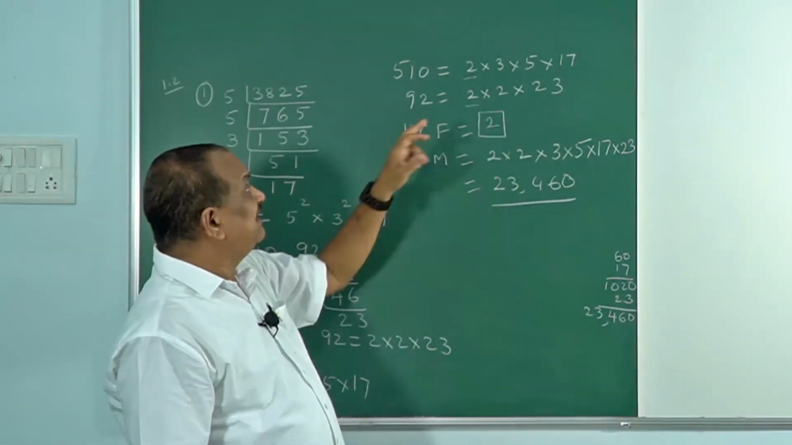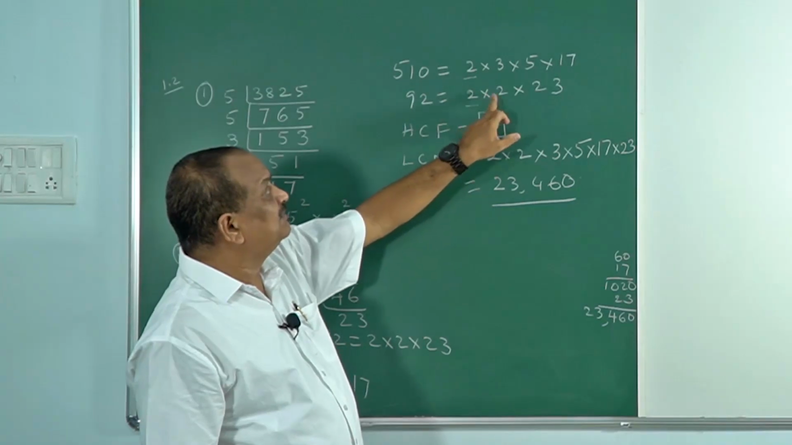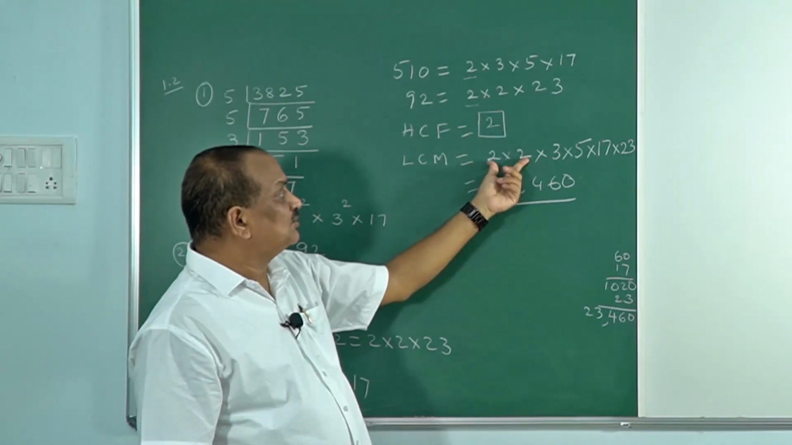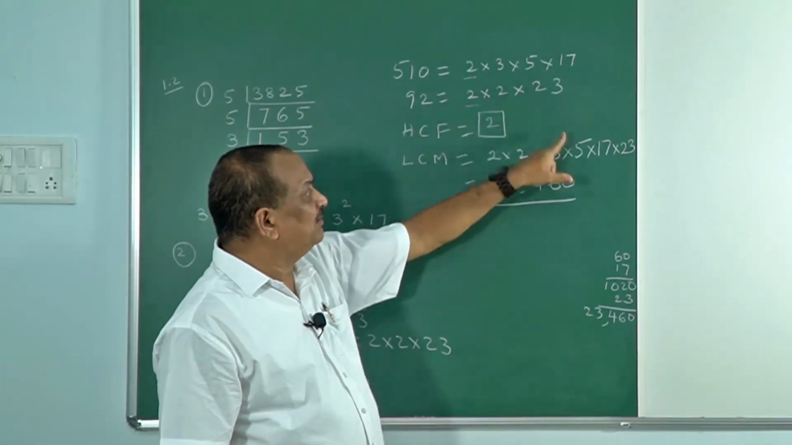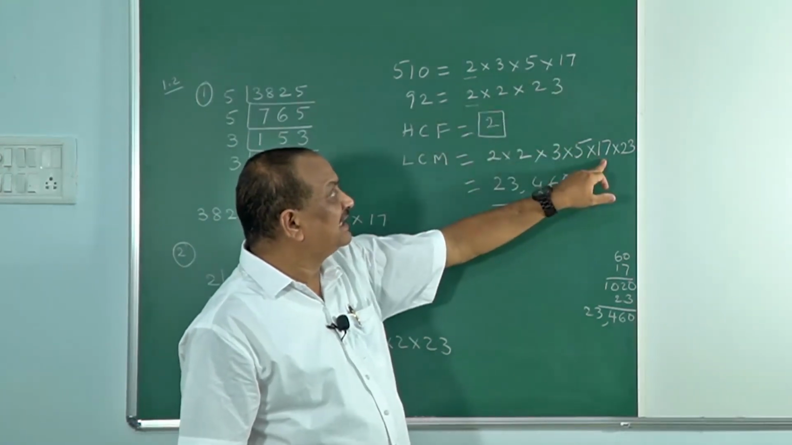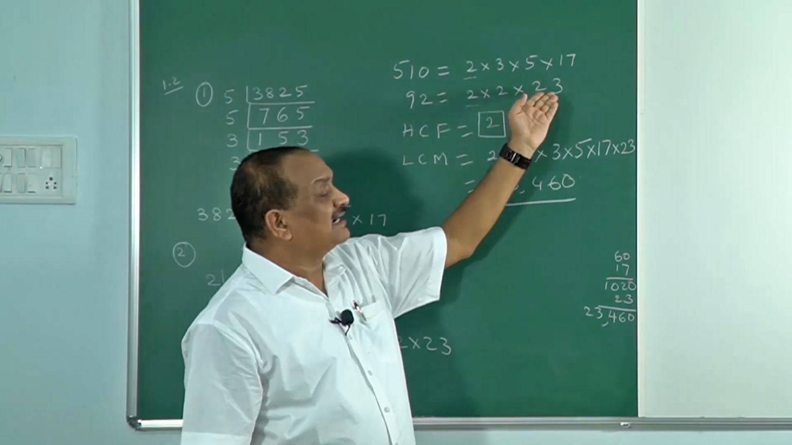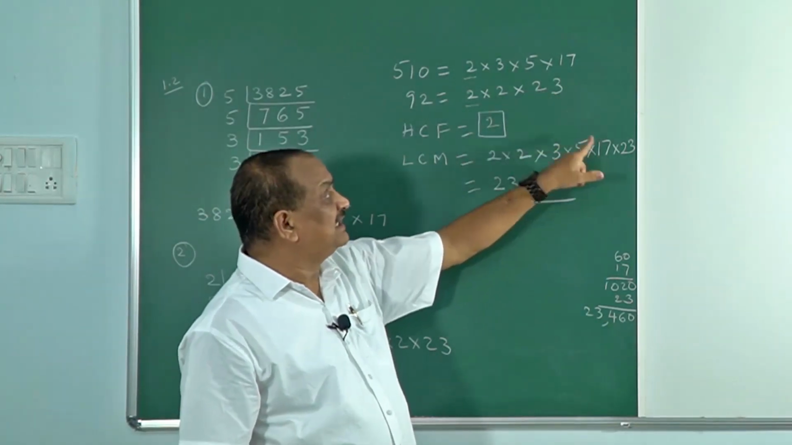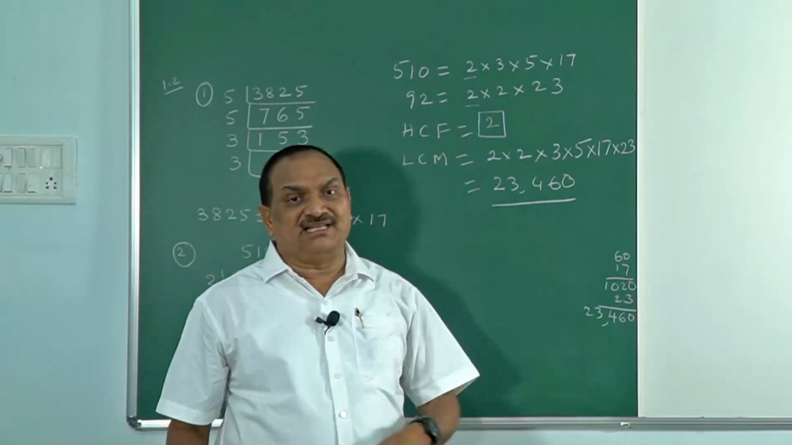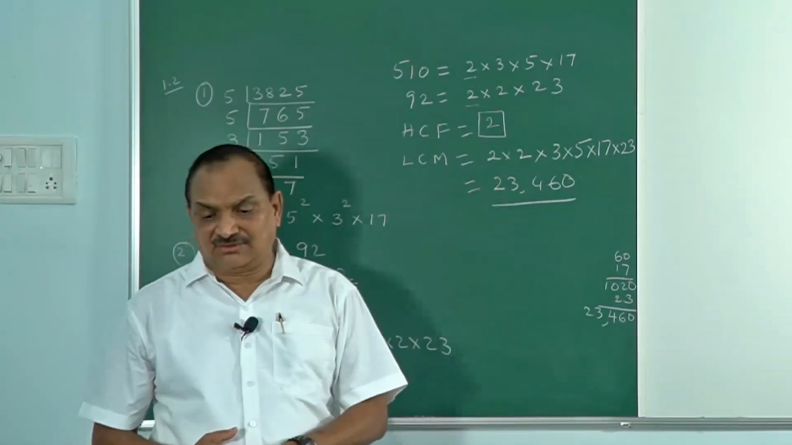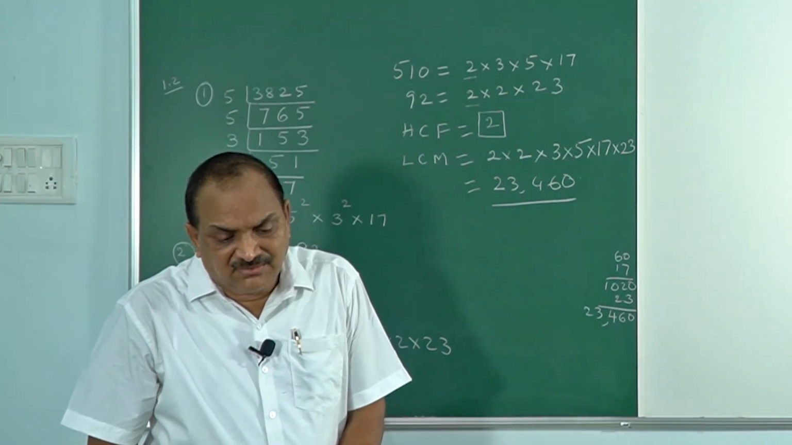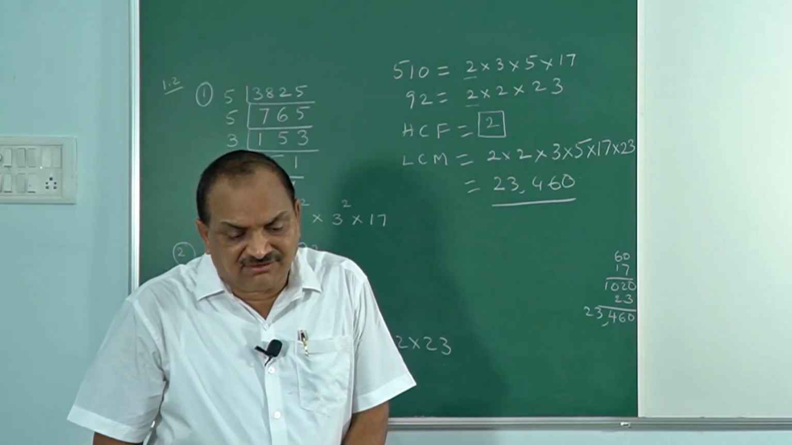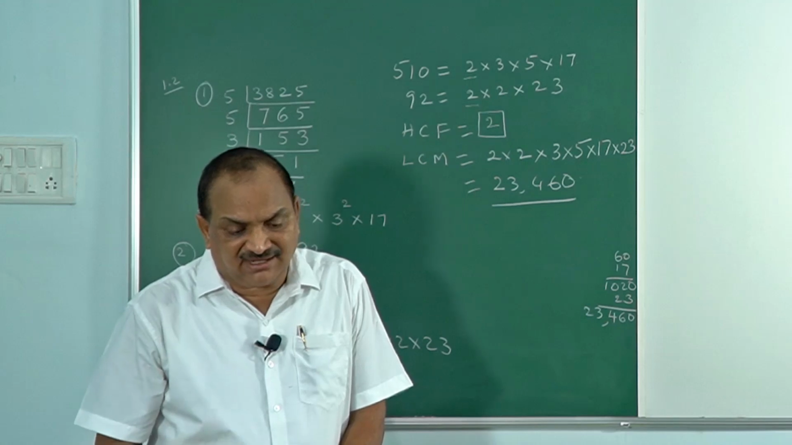How do we do that? If I write, say, there are 2 times 2. I have written 2 times 2. There is a 3 copied here. There is a 5 copied here. There is a 17 copied here. Okay, and here you should accommodate this 23 also. And the product I have taken, and I got this 23,460.